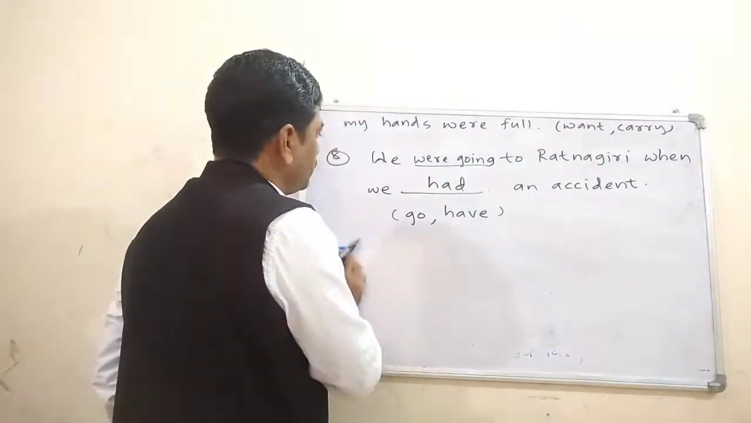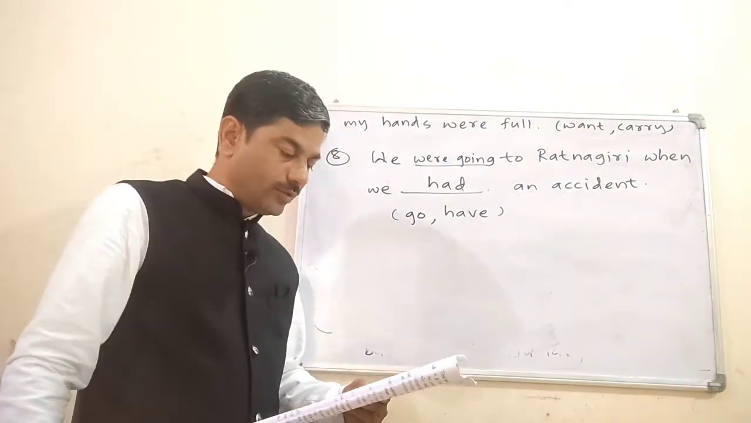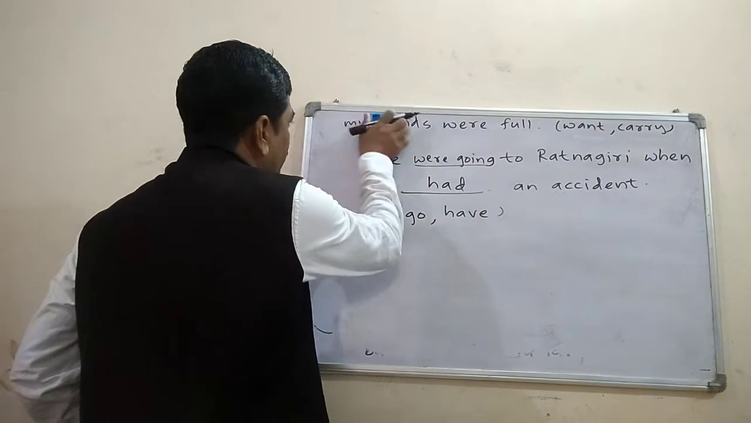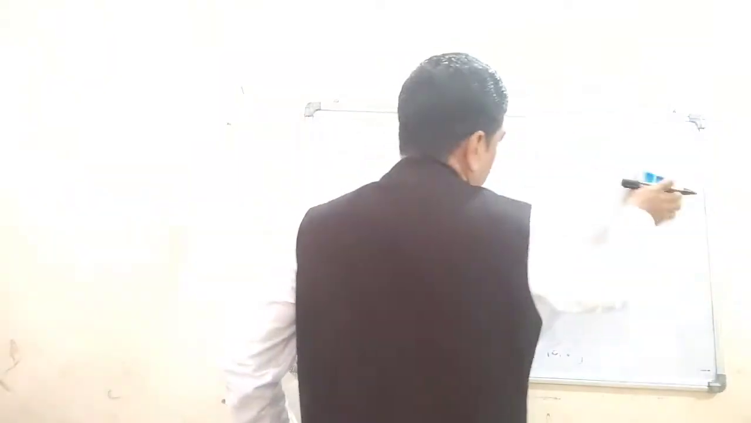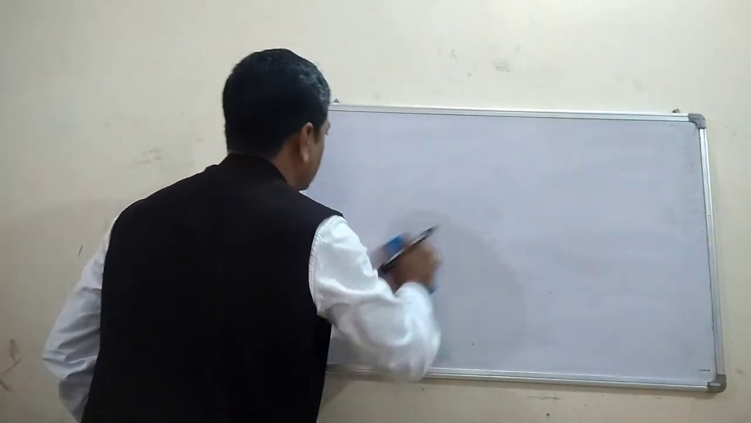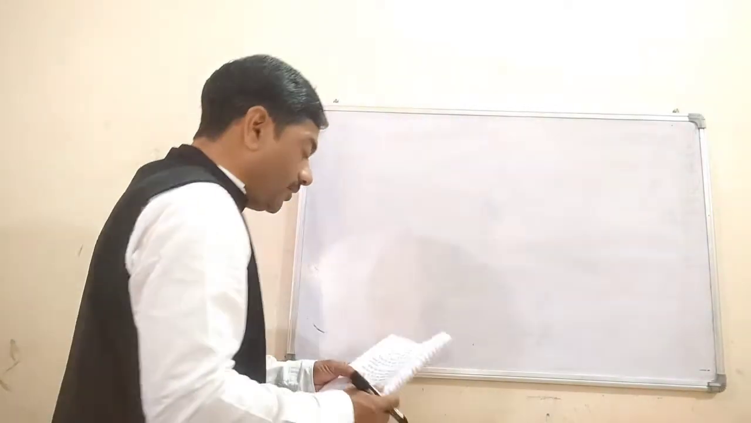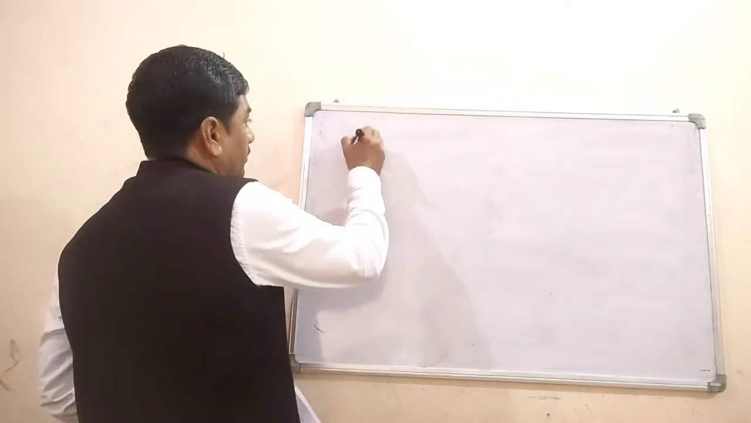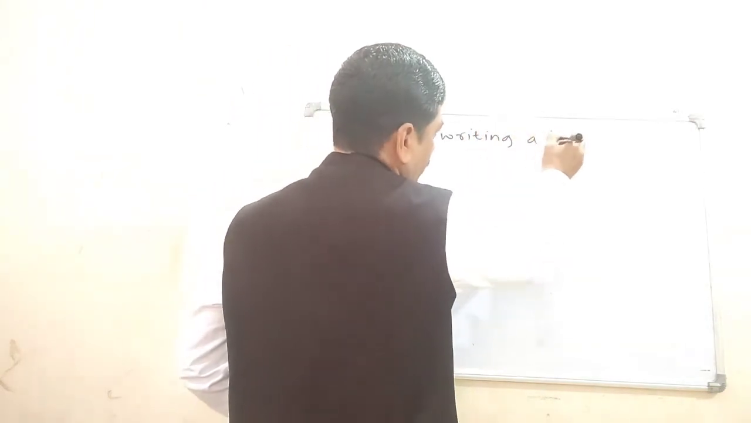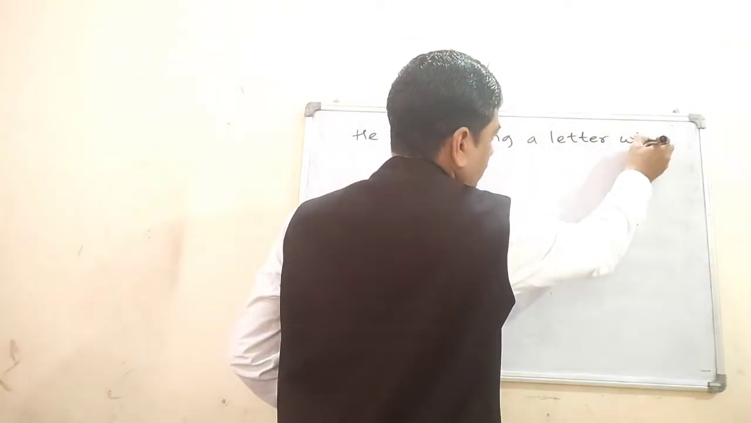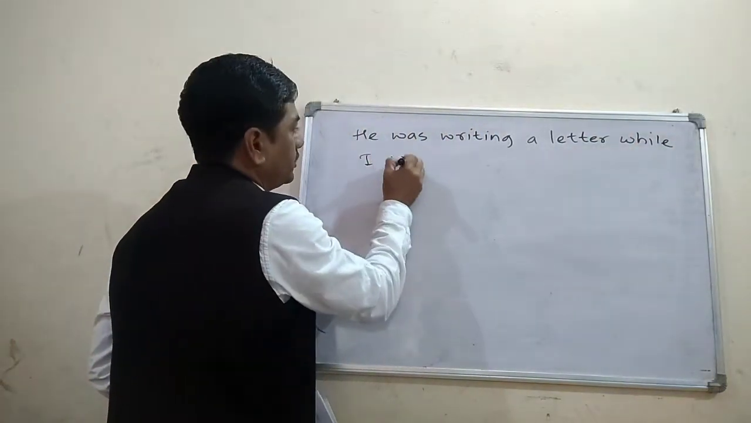Sometimes you have to make use of past progressive in both the clauses. We will study those types of sentences. When two actions are going on at the same time in the past, past progressive tense is used for both. See, he was writing a letter while I was sleeping.